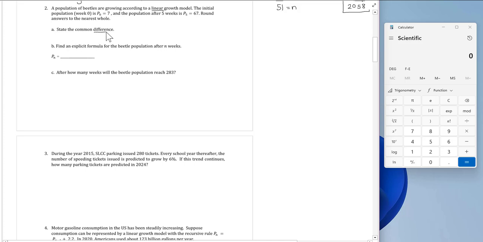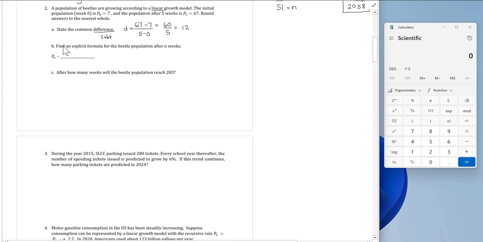So when we think about that word difference, we want to think about subtracting, typically. How many beetles do we have now compared to before? So if I subtract 67 minus 7, I'm going to say there's 60 more beetles. But the common difference isn't just the raw difference, it's the amount over time. And since 5 weeks has passed since week 0, we're going to need to divide by 5 in order to get the difference per time period, or in this case, per week. So the difference is going to be 12.